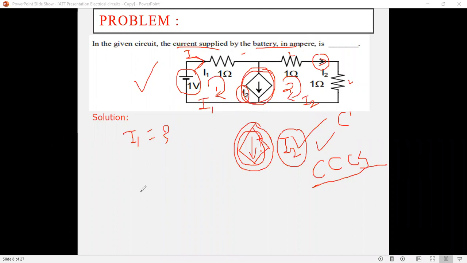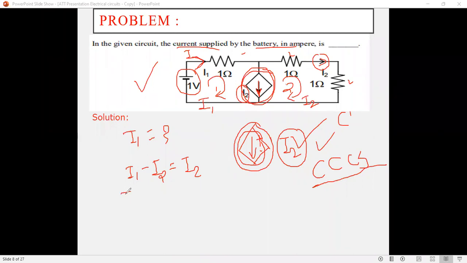So see, just assign the direction. Here it is clockwise direction, here it is clockwise direction. Both are clockwise, and the current flowing through this is flowing downward. So the downward current is nothing but I1 minus I2. I1 minus I2 is equal to I2, right? The value of this dependent source is nothing but I2.